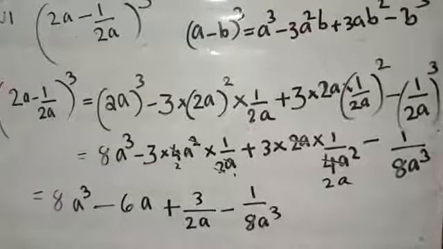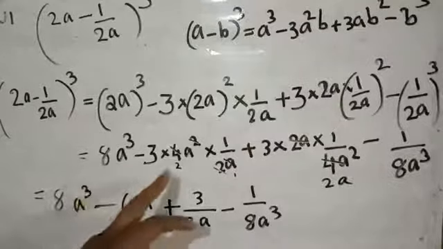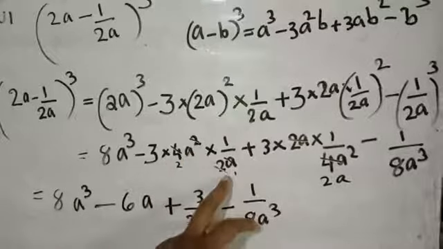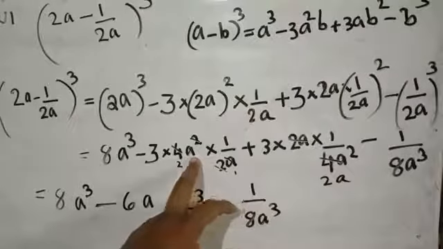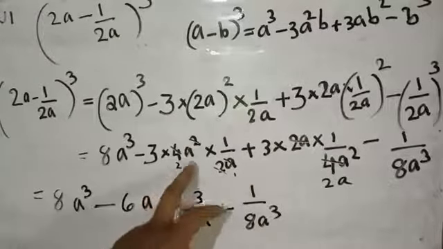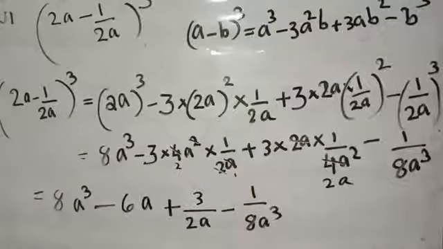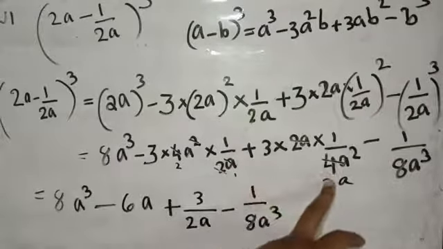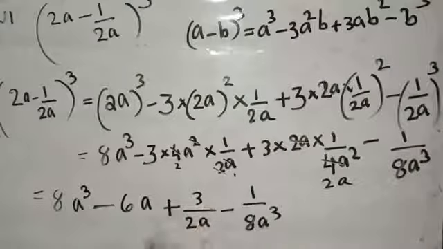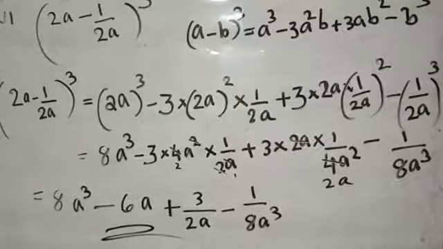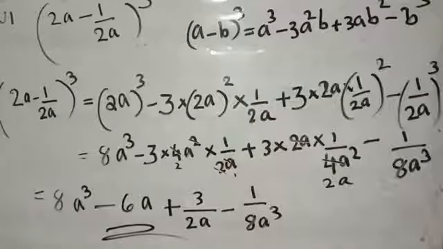This is the answer. See, 8a cube minus here 4a square and 2a get cancelled. 2 2s are 4. And here 1a, a square means 2 times a. So 1a and 1a get cancelled. So remaining 2a. So 3 2s are 6. 6a plus here 2a and denominator 2a get cancelled. In denominator one more a is there, you know. So 3 by 2a minus 1 by 8a cube. Okay, this is the answer. This is the required answer. 8a cube minus 6a plus 3 by 2a minus 1 by 8a cube.